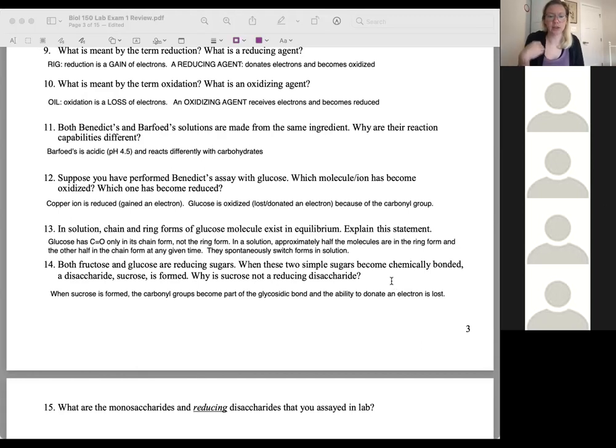I guess when it's in solution, the copper kind of dissociates from the hydroxide, and so now it's a free-floating copper ion, and that's why it's able to gain electrons. Oh, so you need to know the Benedict's and Barfoed's solutions and how they were made? Yes, exactly.